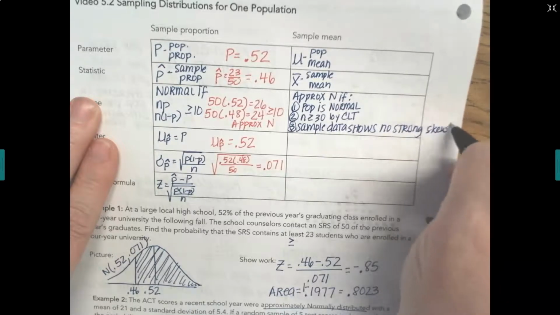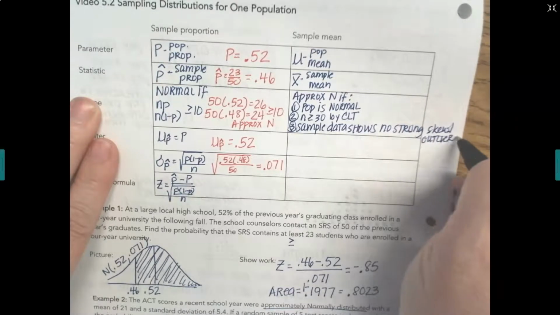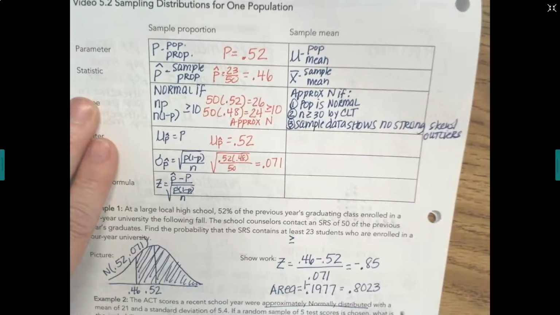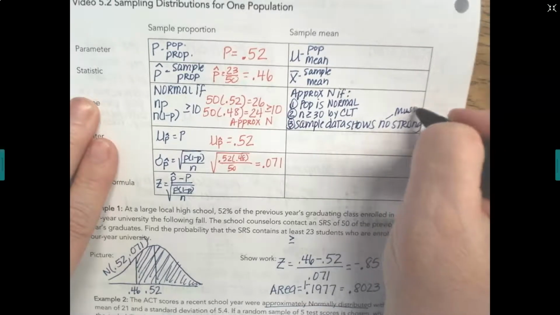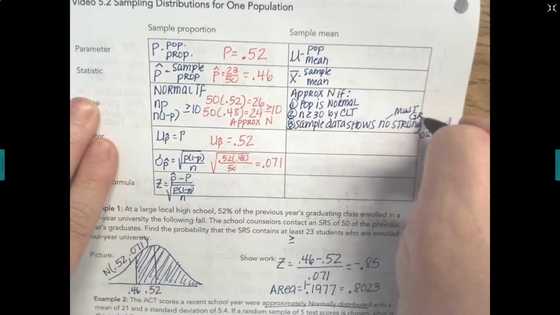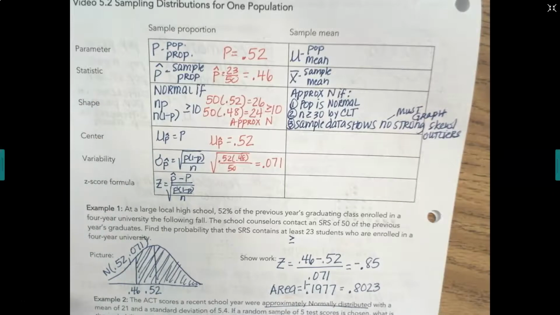Now, if you're going to say the sample data has no strong skew or outliers and there's not a graph already made of the data, you must graph this. You must show a quick dot plot or something as part of your proof. If you were provided a graph of the data, you would say an examination of the graph of the data shows no strong skews or outliers.